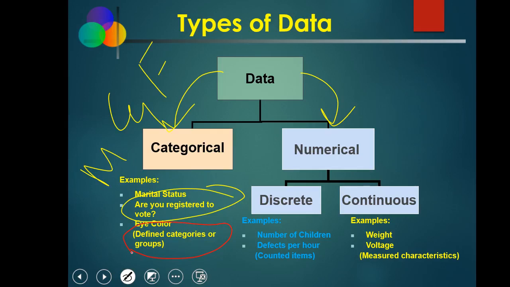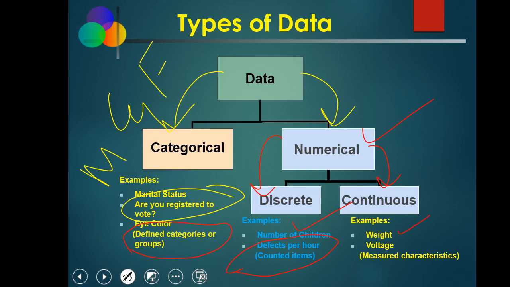Another kind is numerical data. Numerical data is then further divided into discrete and continuous data, as I have already mentioned with discrete random variables and continuous random variables. For example, the number of children might be 4, might be 2, might be 5. This is a numeric value. We can't say 1.5 children. And defects per hour, for example, there are 25 defective parts of a machinery in an industry. These are all countable, so we can say this is discrete data.